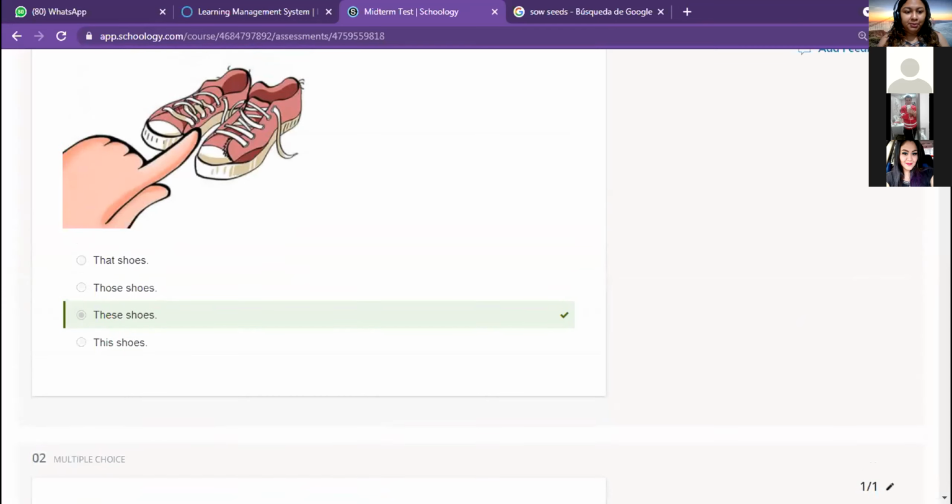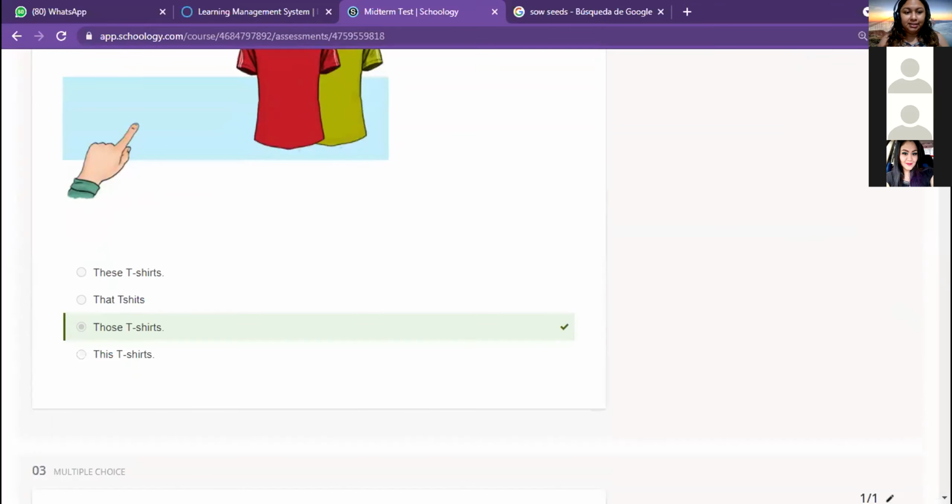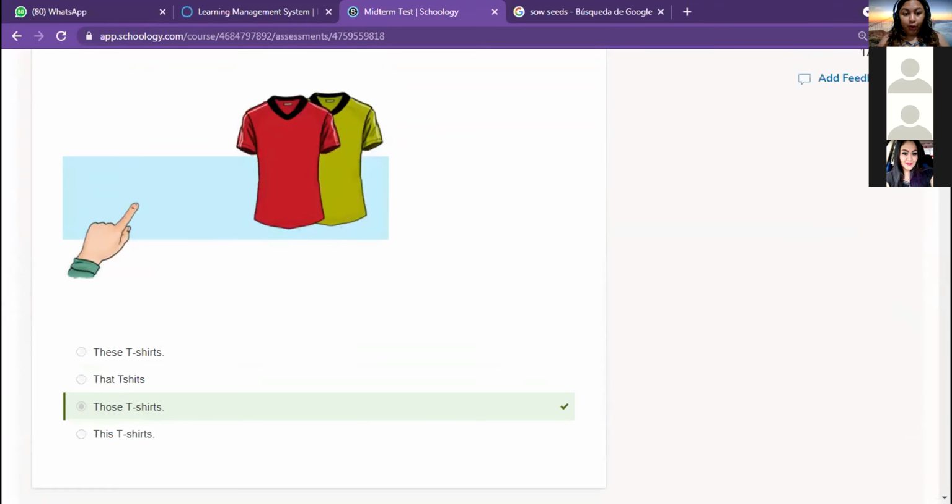So in this case, the right answer was "these," right? Because the person is on the shoestring. These. No. Okay. In the second case, it was "those." Those. Very good.